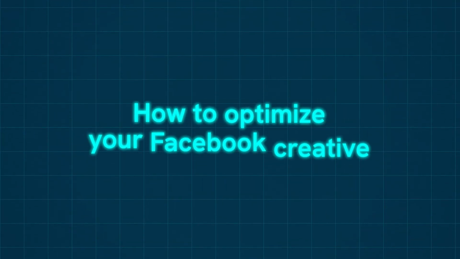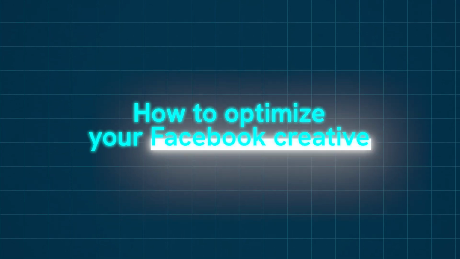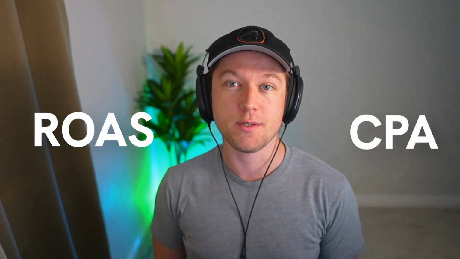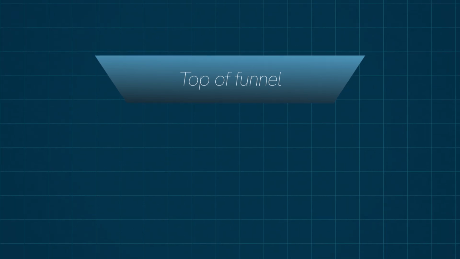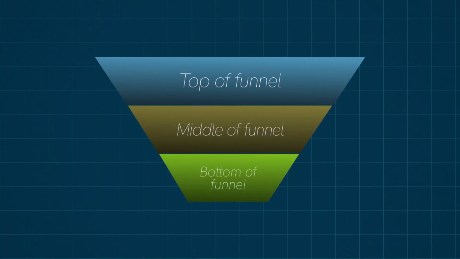So in this video, I'm going to be talking about how to optimize your Facebook creative. The question comes around a lot, and there are a lot of issues whenever you're looking at creative because it's not as straightforward as seeing whatever creative is showing the best ROAS or the better CPA. It's more about what is actually happening in the funnel for the multiple creatives, and which creative is acting as your top of funnel, middle of funnel, and bottom of funnel.